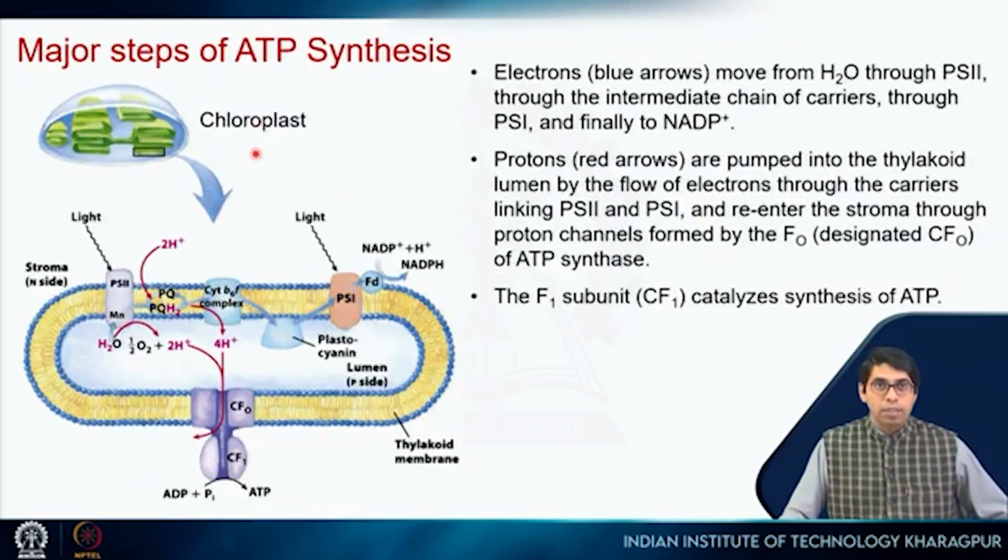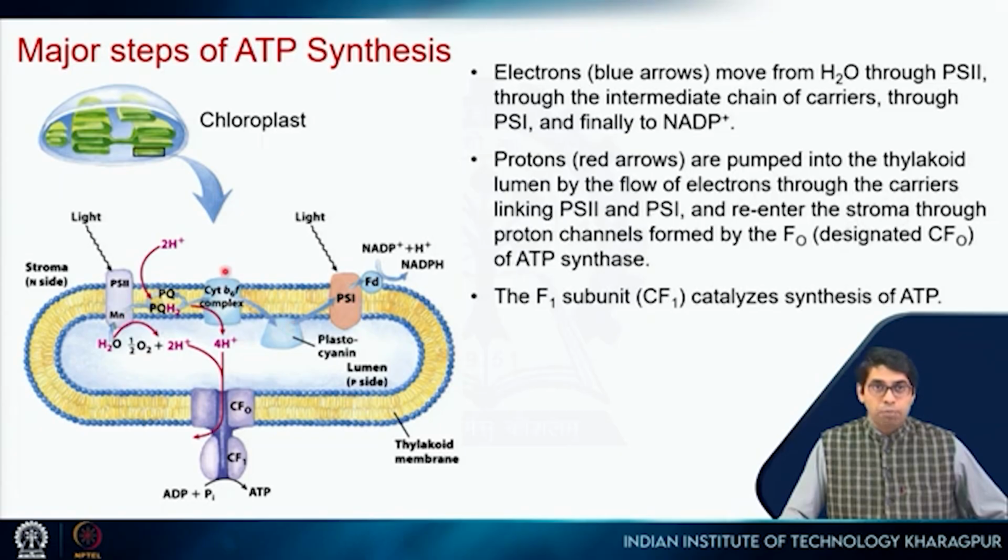So these are the major steps of ATP synthesis. So this is the chloroplast. Electrons move from water. So this is water, right? So light comes in and that energy is used to split water, and water becomes oxygen plus hydrogen ion, right? So electron moves from this to photosystem, this is PS2, which means photosystem 2, through intermediate carriers. So we will see all of this in details. Ultimately it ends up in NADPH, right? So NADP plus is reduced to NADPH. So the electrons from water end up in NADPH.